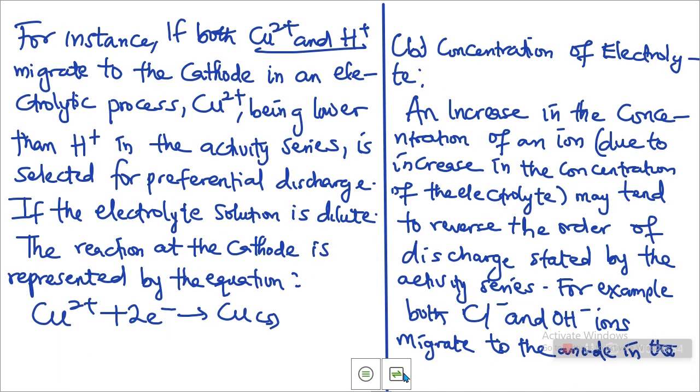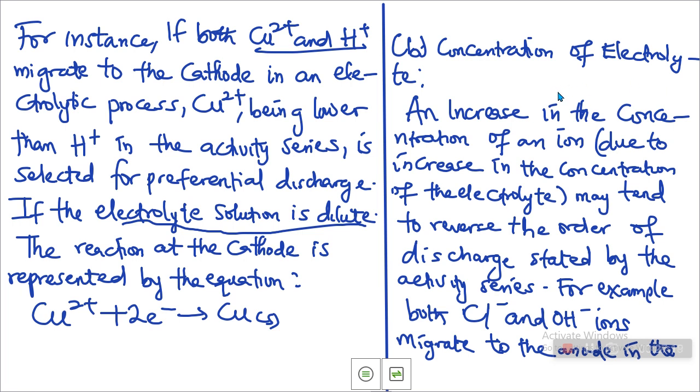So now you see it. In an electrolysis cell, Cu2+ being lower than H+ in the activity series is selected for preferential discharge. But there is a condition: if the electrolytes are dilute, that's when Cu2+ will be discharged. Now let's go to the concentration of electrolytes.